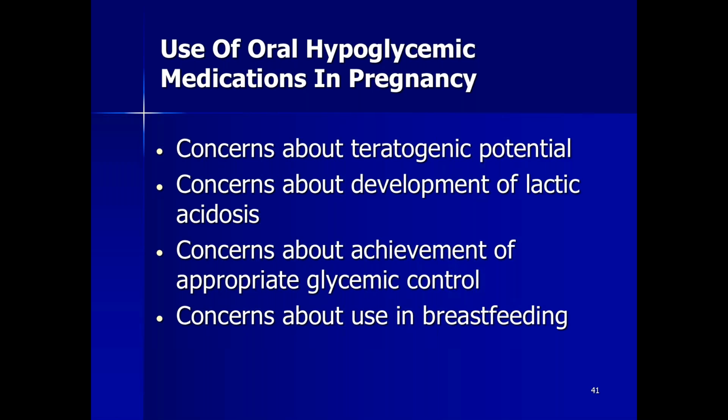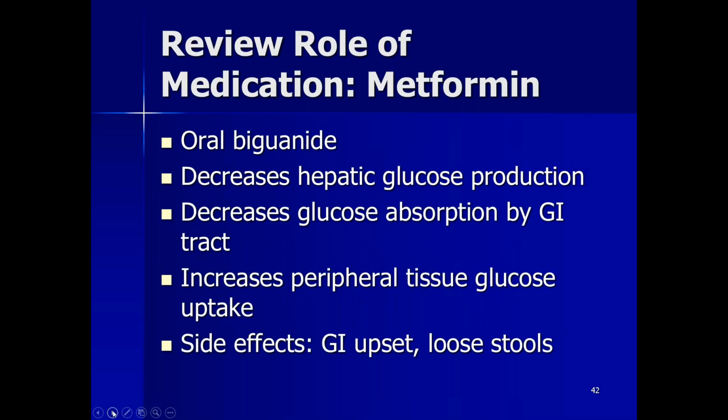So these agents are not for patients who have type 1 diabetes. These agents are not for patients in the late stages of type 2 diabetes, and they are not for patients who have renal disease. Again, concerns exist about how long it takes to get to appropriate glycemic control, and then there are issues for using them for breastfeeding afterwards. So you can see there are a lot of drawbacks to using the oral hypoglycemics.